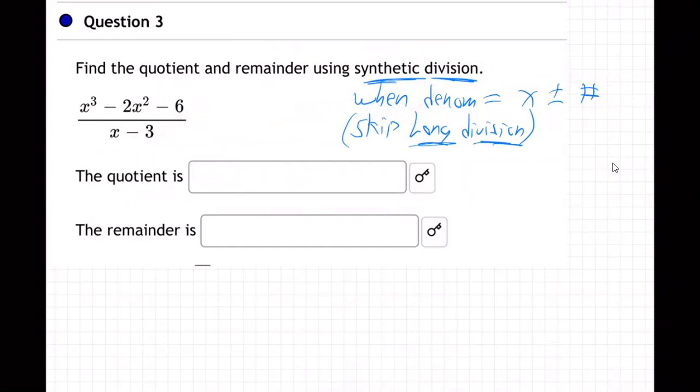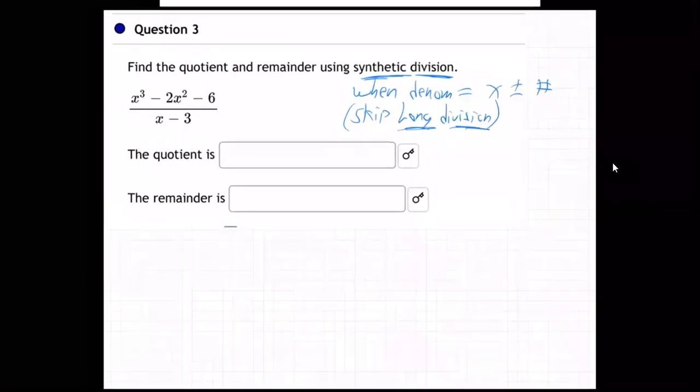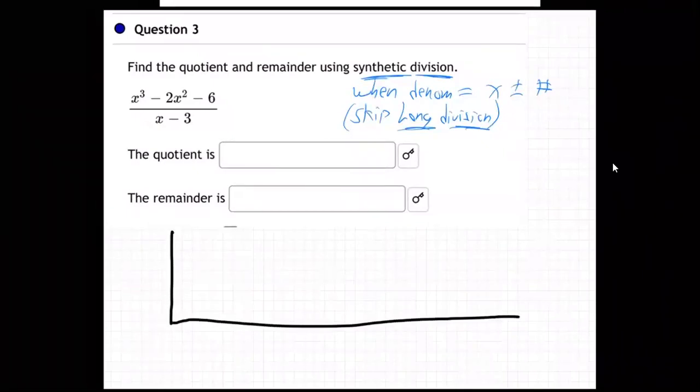How do we do it? Well, we have to set up an array. Let me do that for us. Like that. In fact, let me just make it a little bigger. There we go. So set up a big array.